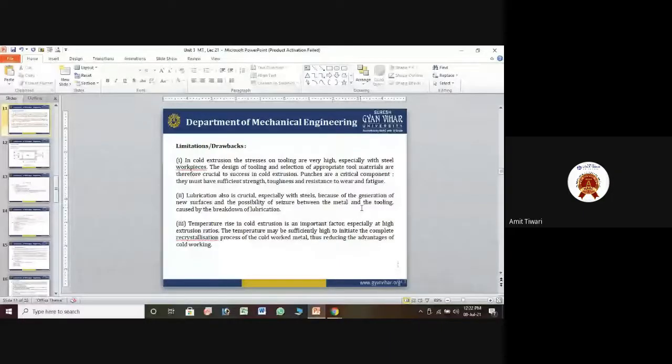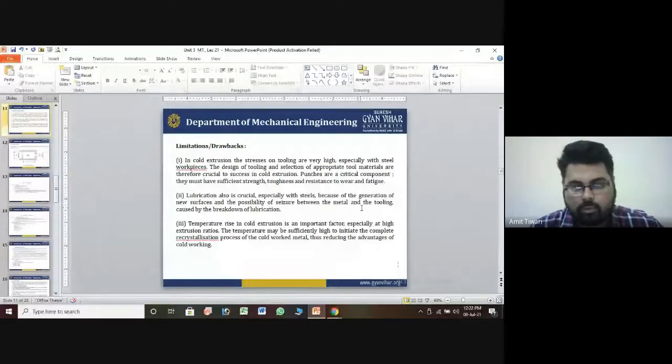Apart from that, the limitations: in cold extrusion, the stresses on the tool are very high, especially with a steel workpiece. So the design of the tooling and the selection of appropriate tool material are required for cold extrusion to be successful. So what we do is design the tool and select the appropriate tool material, so that cold extrusion succeeds.